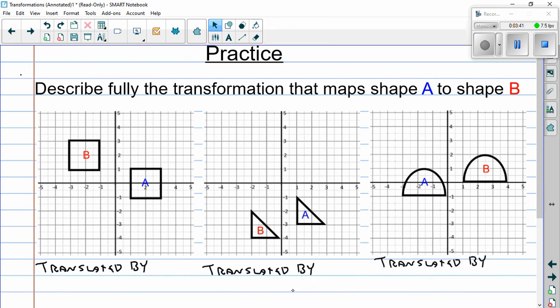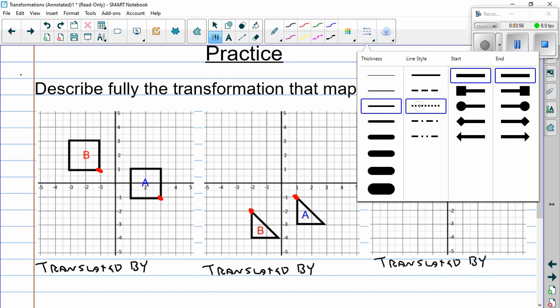Now, what are they translated by? Well, we just have to pick a point, right? So I'm just going to indicate a point on each one that I know matches. That way, we can just draw our lines right after. So our next step, right? We wanted to draw lines.